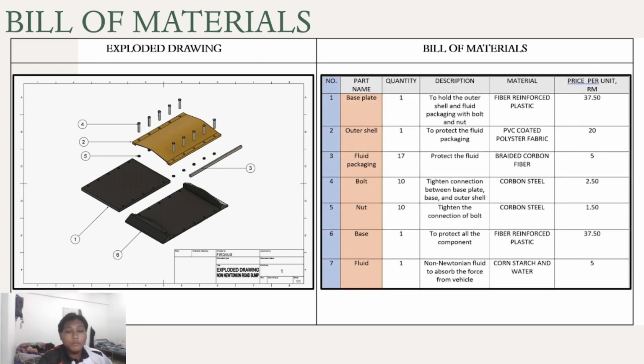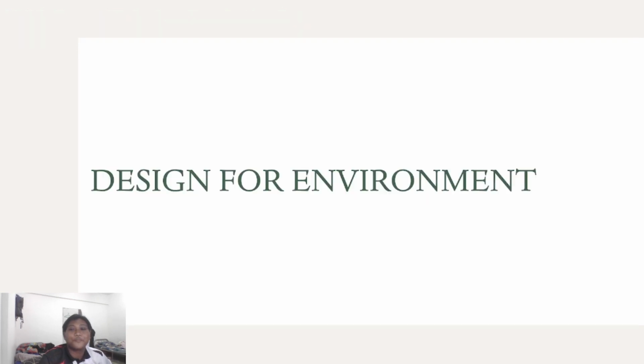After that, our team made a bill of materials to know the best material, description, and quantity of the product. From the bill of materials, we can total up and round up the price per unit for our parts. And from the material, we can see that all of our parts use fiber reinforced plastic, which is good for reliability, strength, and is also eco-friendly.